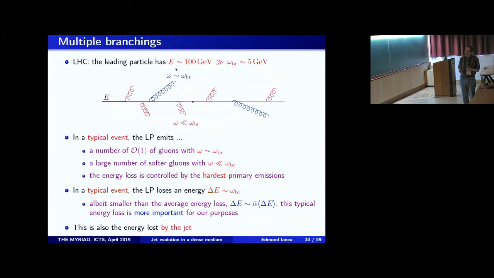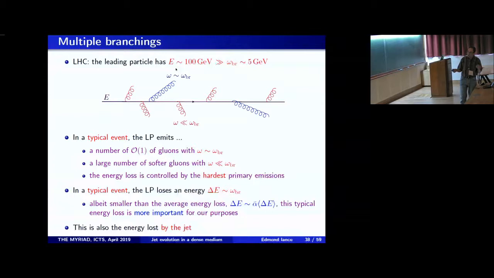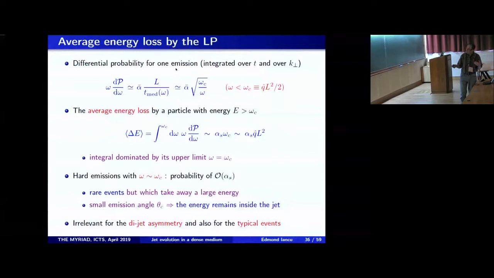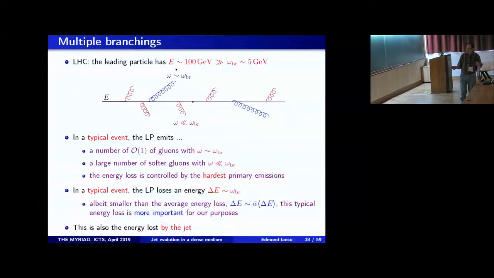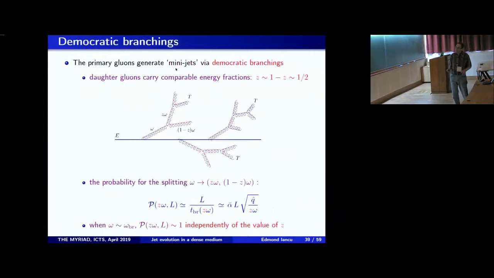This energy, which is happening event by event, which I call delta E, is smaller than the average energy by a factor of alpha bar, because the average energy was alpha bar times omega c. And now this typical omega branching is alpha bar squared times omega c, so one alpha bar on top. So it is smaller. Yet it is more important for our purposes because this happens to be the energy loss by the jet.